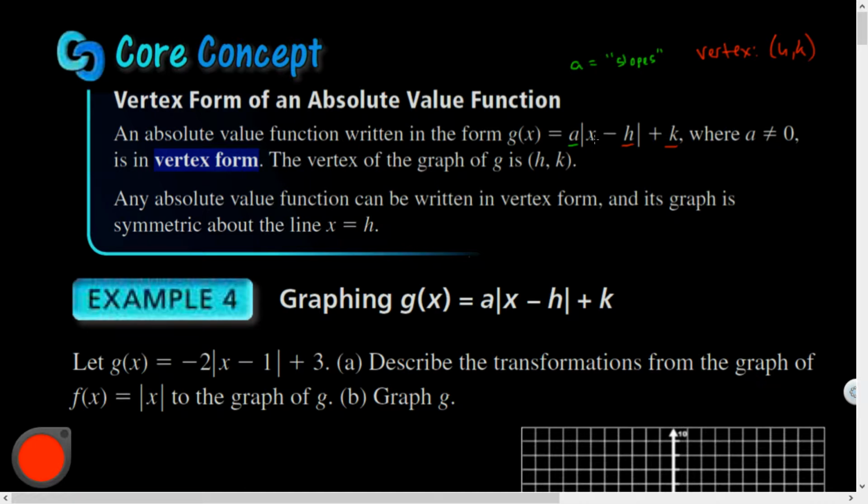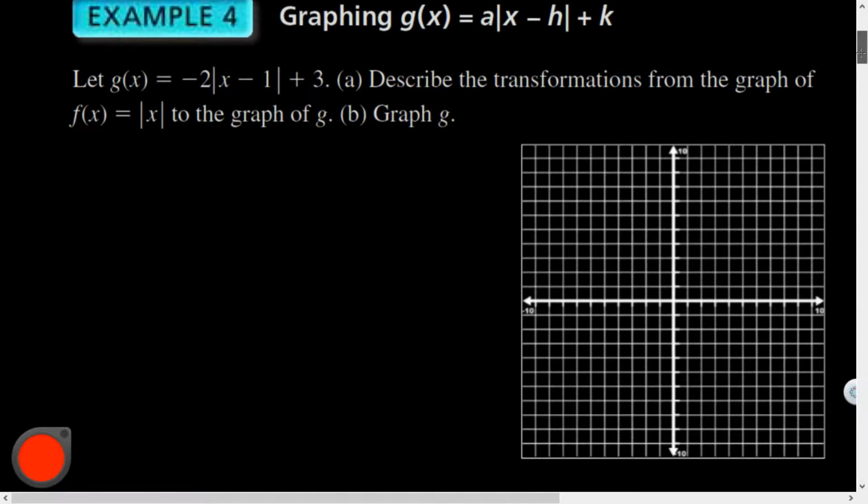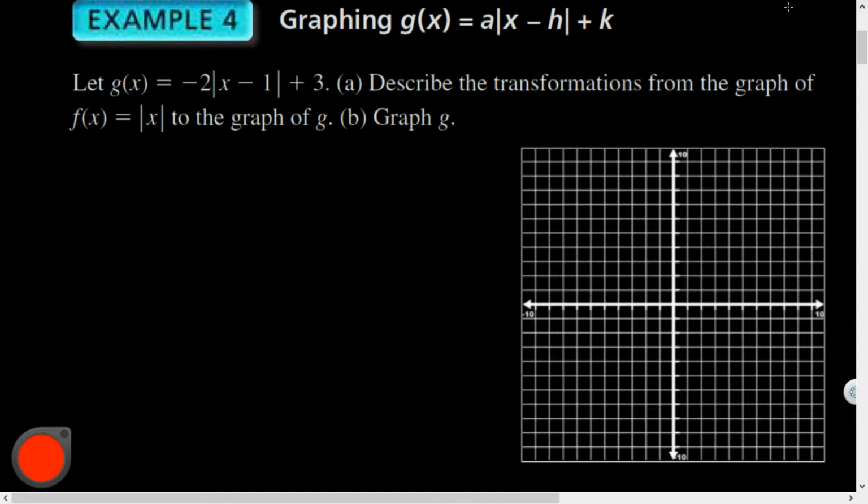But you saw this the other day, and so if I have an absolute value of x minus h plus k on the outside, it is in vertex form, and we can then quickly graph that, kind of like when we had slope-intercept form. So we'll think about this a couple different ways. For example 4. So let's first think about this in terms of the slopes.